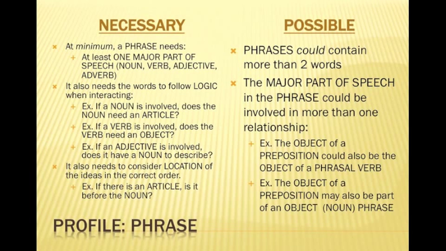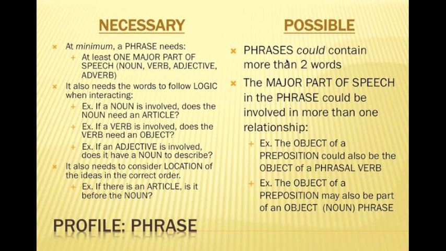Another part of the necessity discussion is also to consider the location of the ideas. So again, order is often very important. So if I have an article, is it before the noun? As we know, articles usually go before nouns. Of course, what if I added an adjective? Well, remember, it's generally article, adjective, and then noun. So again, part of the idea is what's necessary.